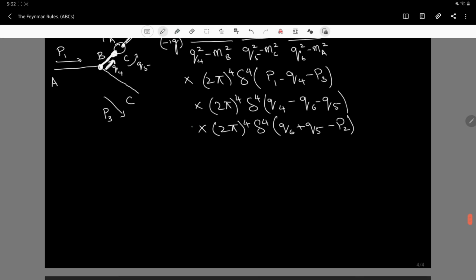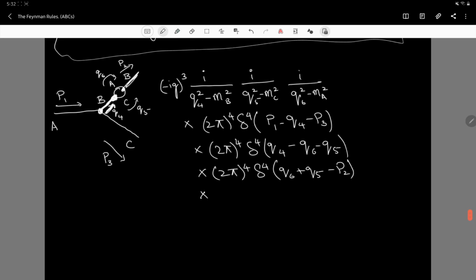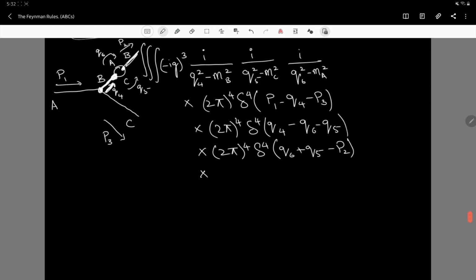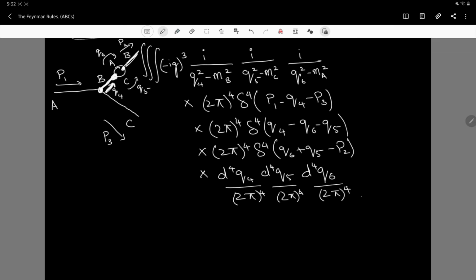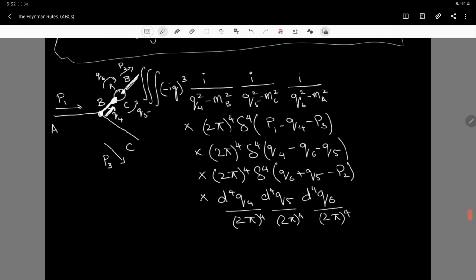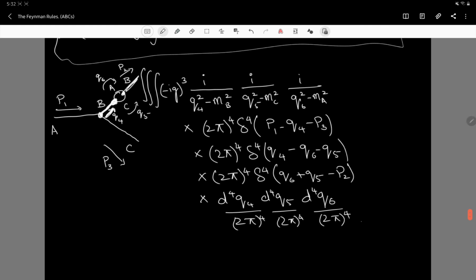So that's it. And of course we have to integrate over the internal lines. So you would have three integrals because you have three internal lines: d4Q4, d4Q5, d4Q6, and to each you have 2 pi raised to power 4. So we have the integral in momentum space for this specific diagram.